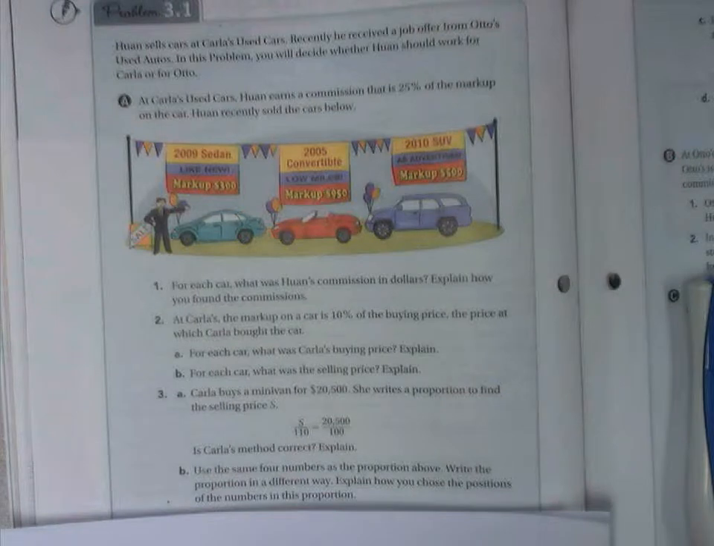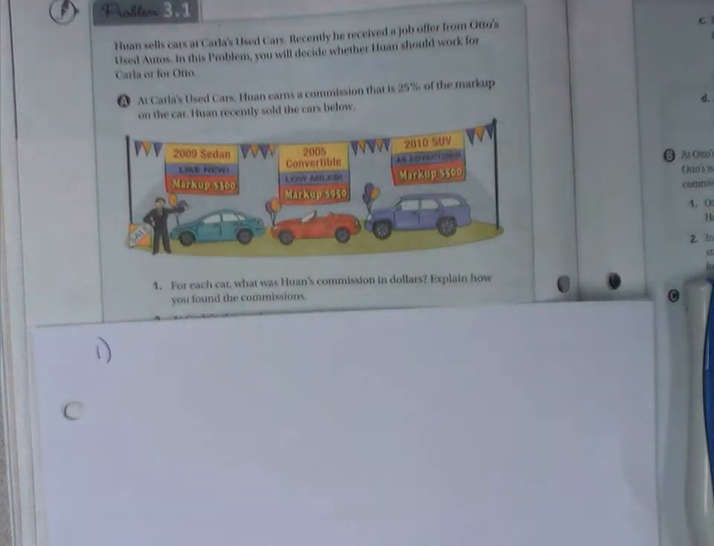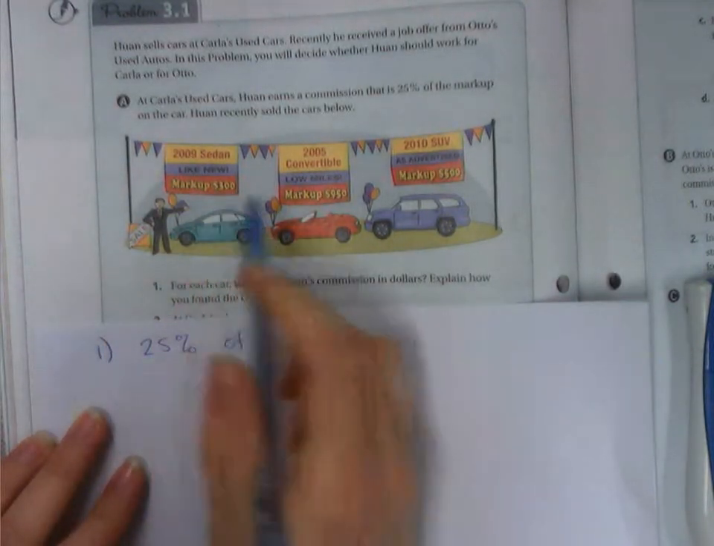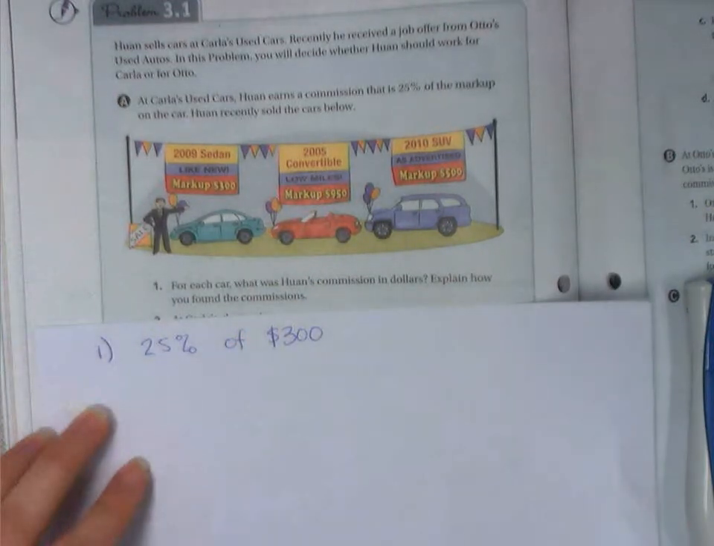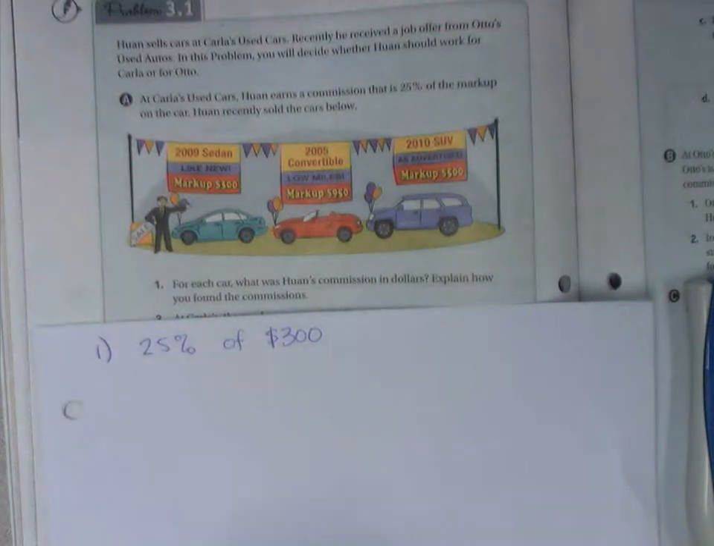So at Carla's used cars, Juan earns a commission that is 25% of the markup on the car. Juan recently sold the cars below, so the first car he sold had a markup of $300. Number 1 asks, for each car, what was his commission in dollars? And explain how you figured it out. So students have been looking at a couple different ways to figure these out. So if his commission is 25% of the markup, we need to figure out 25% of our 300 bucks. So this question is asking how to find the percent of a number, in this case 25% of $300.